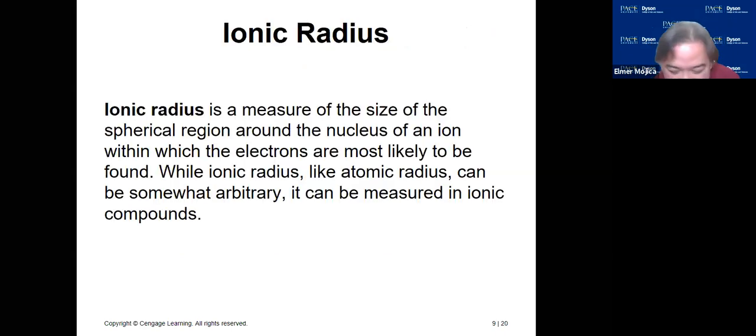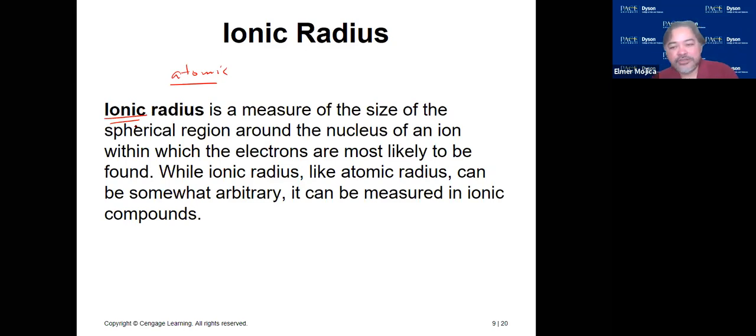So let's continue on with the ionic radius. How is this different from the atomic radius? The difference is that this is when the atom is in ionic form. So if you look at the ionic radius, you just look at the size of the spherical region around the nucleus of an ion within which the electrons are most likely to be found. And while ionic radius, like atomic radius, can be somewhat arbitrary, it can be measured in ionic compounds.